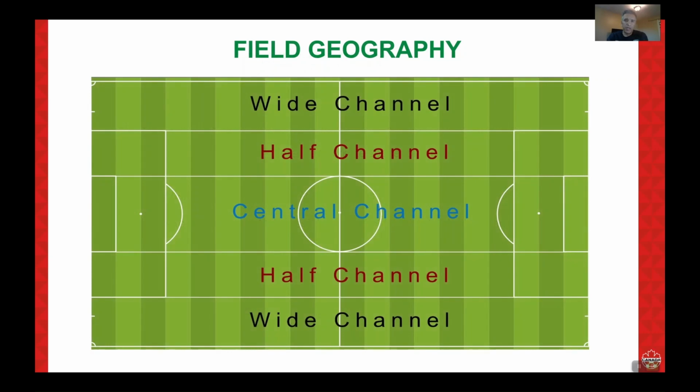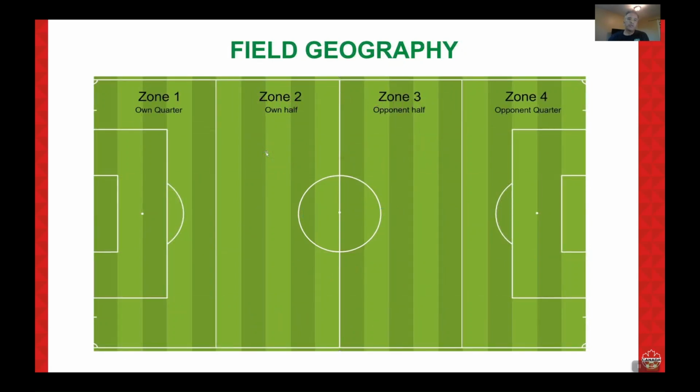Field geography. I divide the field horizontally into five channels: central channel, half channels, and two wide channels. Vertically, I divide the field into four zones: zone one and zone two in our half, zone three and zone four in the other team's half. Zone one is build up, zone two is build up and creation zone, zone three is creation, and zone four is final acts.